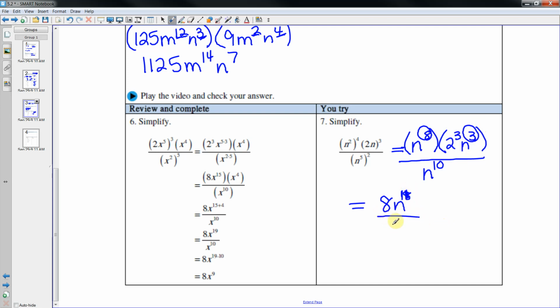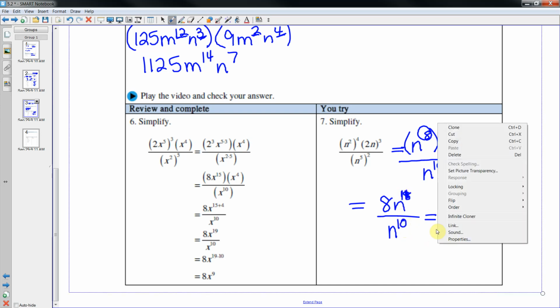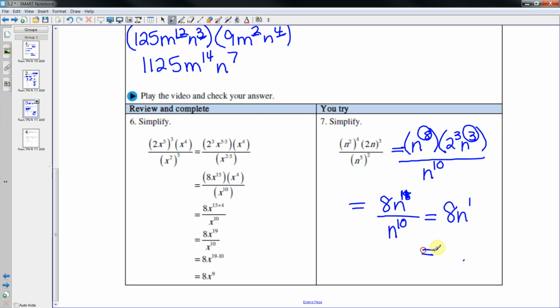8 plus 3. And then on the bottom, in the denominator, I've got n to the 10. So here I've got 8 on top, and then now I need to subtract these. 11 minus 10 gives me 1. So it's an 8n to the 1, or you can just write 8n, and that takes care of it. You don't have to write that 1.